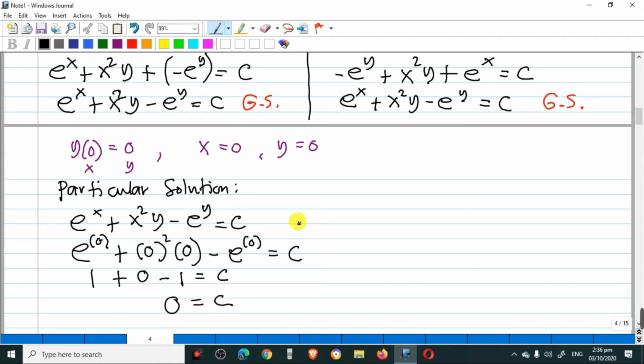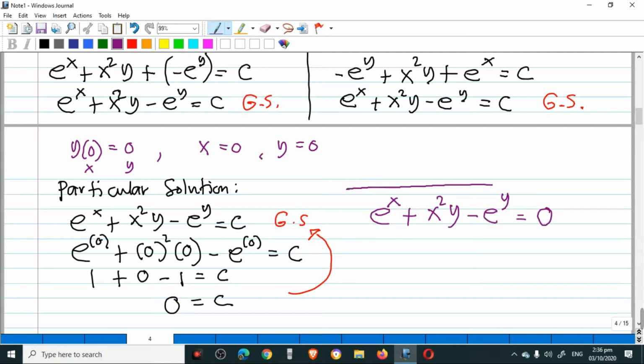Then, substitute this again into our general solution. This is our general solution, right? Substitute it here. So, our final answer, the particular solution, is e raised to x plus x squared y minus e raised to y equal to c, where our c is equal to 0. So, this is our particular solution. This is the particular solution we are looking for.